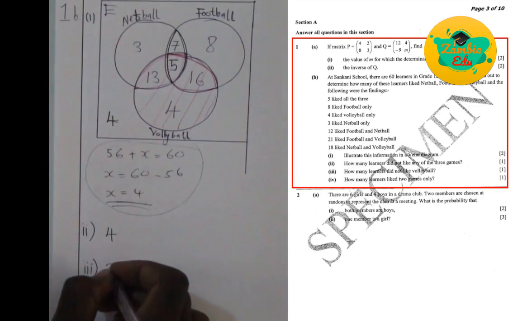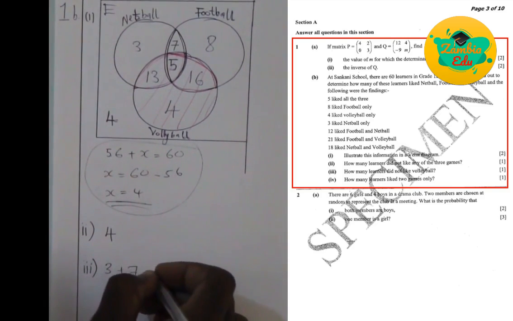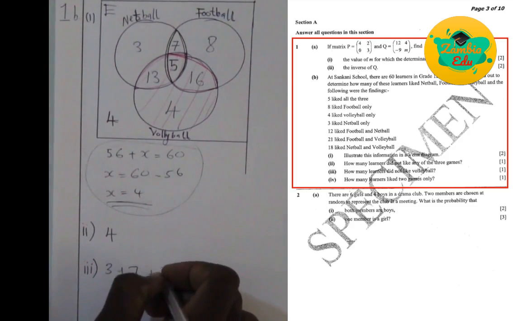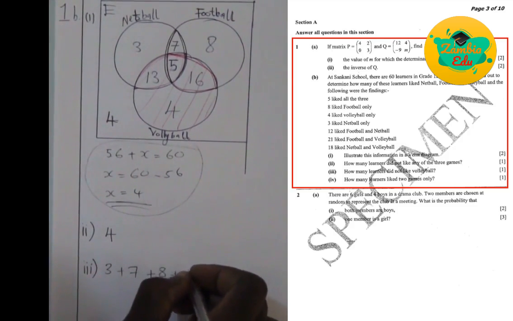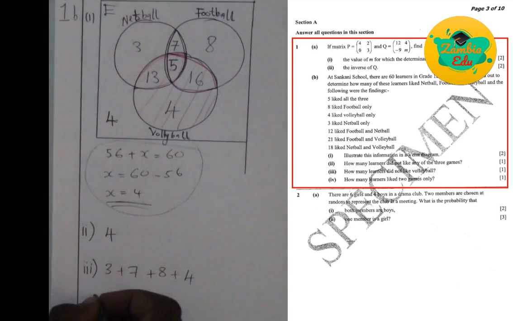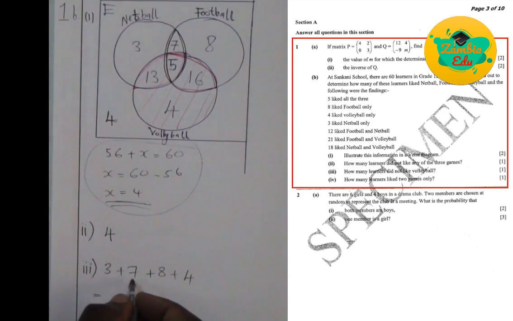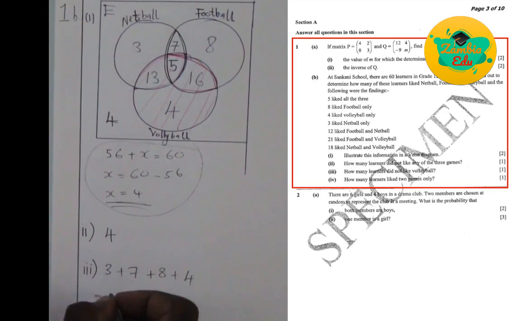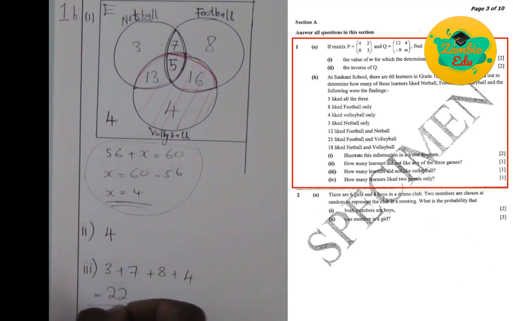So we have our 3 there, plus our 7, plus our 8, and plus our 4, which is there. And when we add that, the answer that we get is, that's 10, 18, 22. We get 22 as our answer right there.